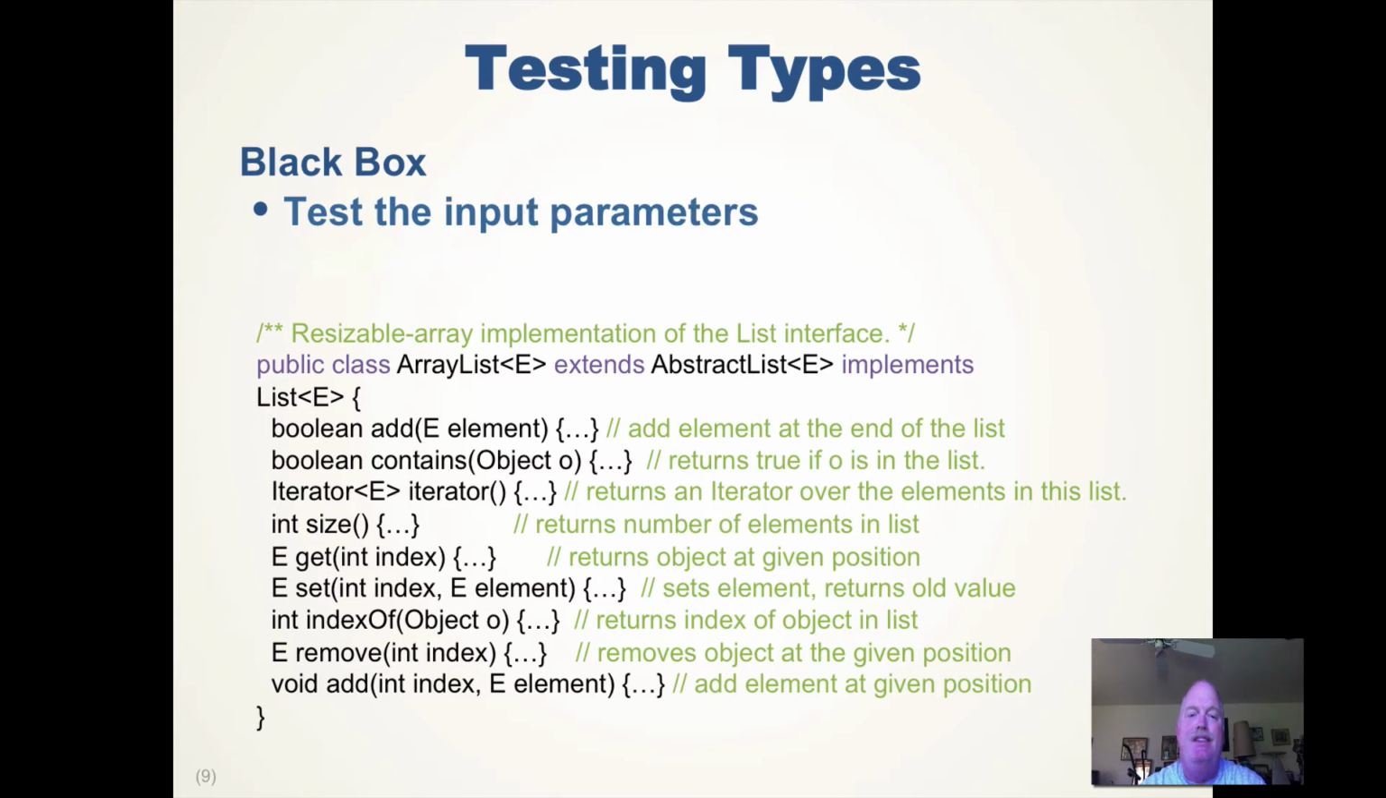We want to test the input parameters, so we want to say, if I give a good index, I should get a good value. If I give a bad index, I should get the behavior as expected. What if I try to set an element as null? What's the behavior that I expect? Remove an index, remove a negative index. I'm testing a wide variety of the parameters for the methods because I don't actually care about the internal implementation.